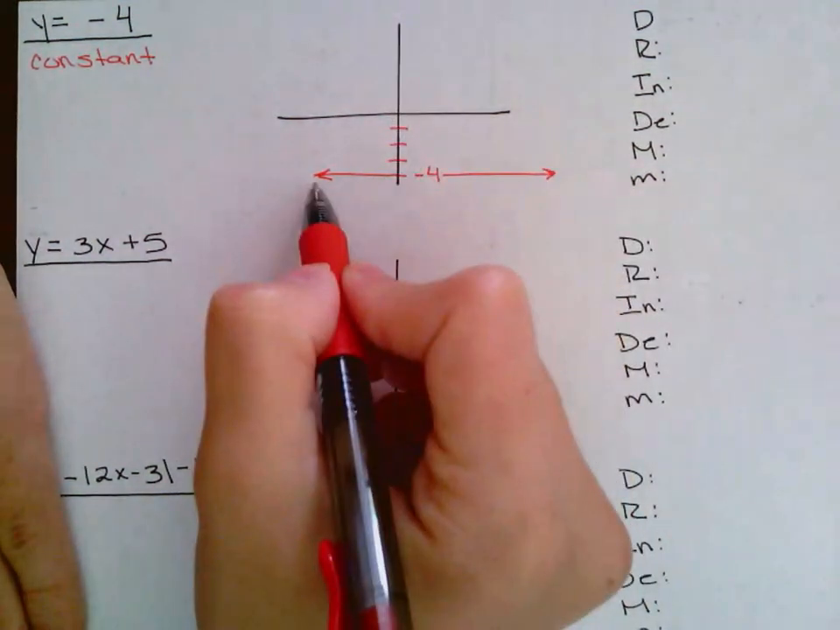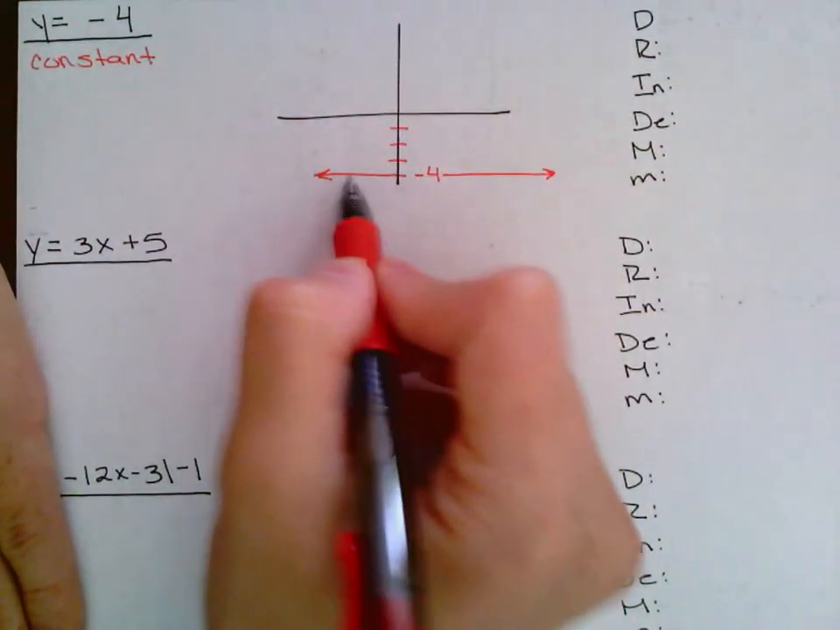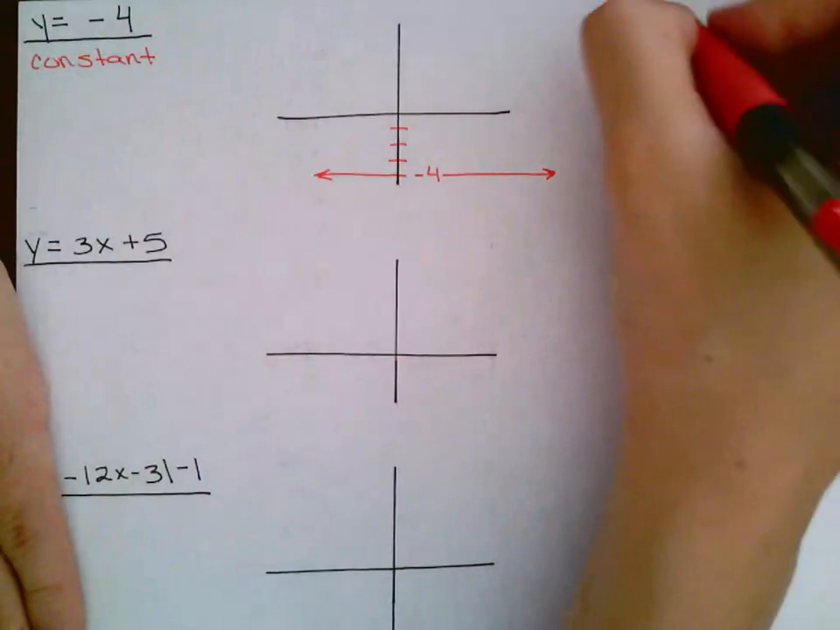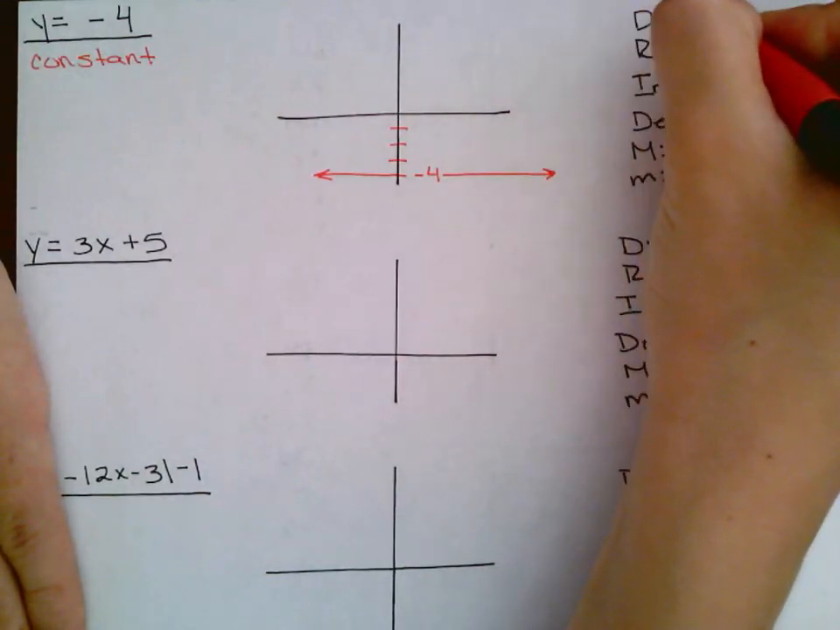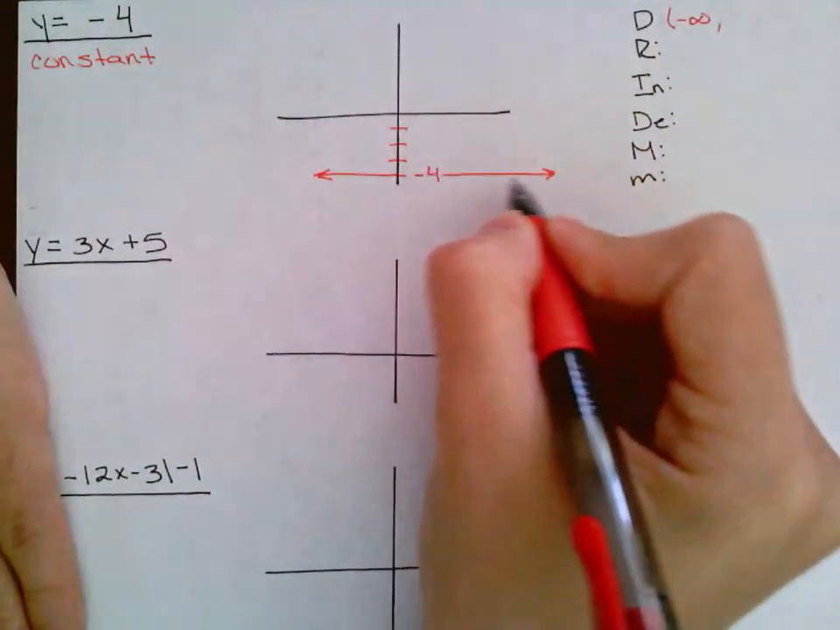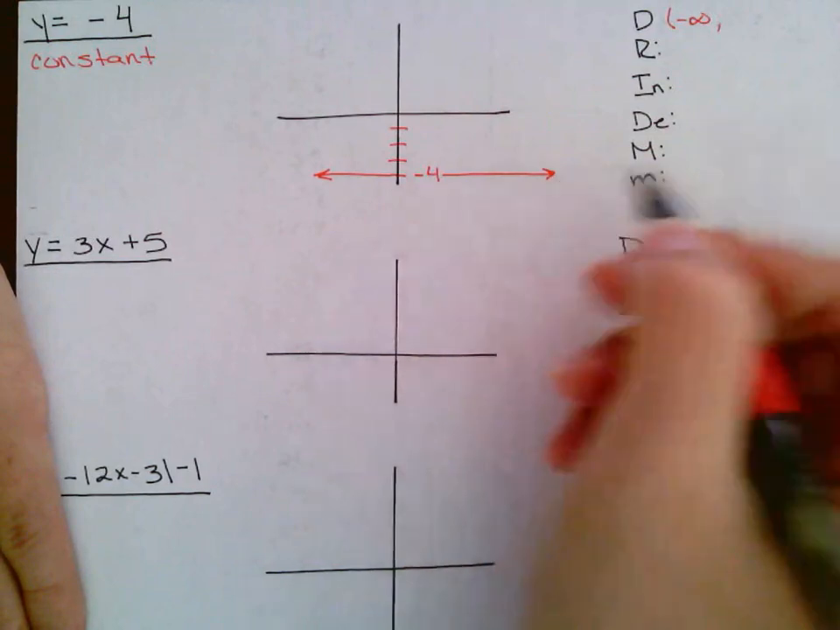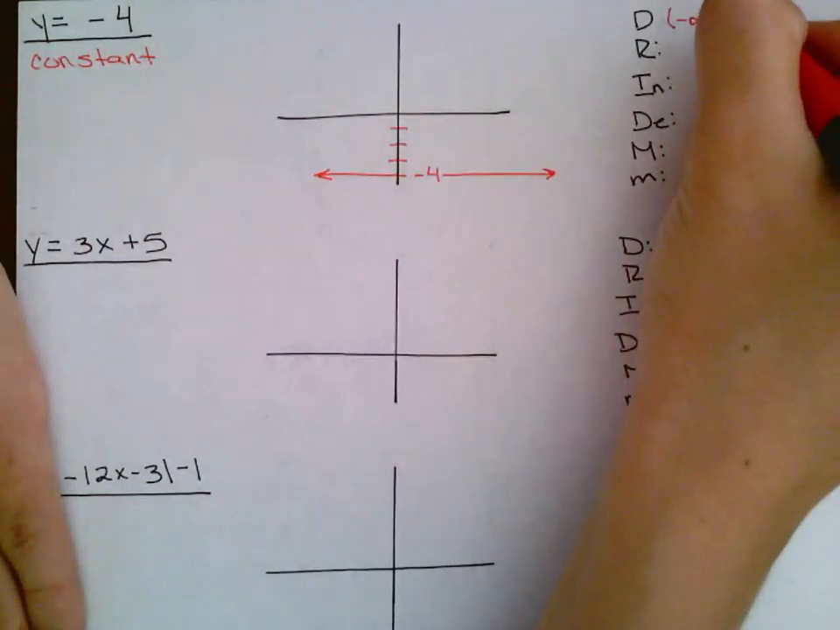Okay, domain. How far left does this exist? It exists all the way to -infinity. And then how far right does this exist? Well, that arrow indicates to the right is +infinity.